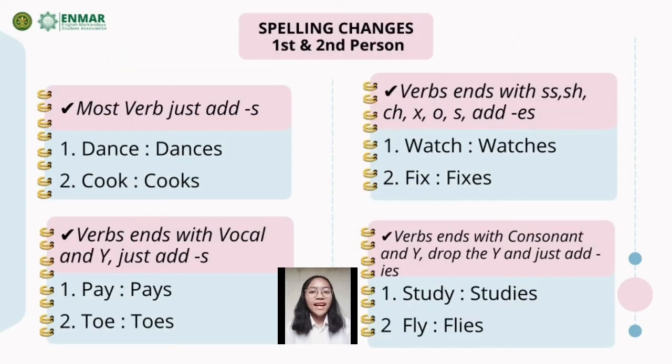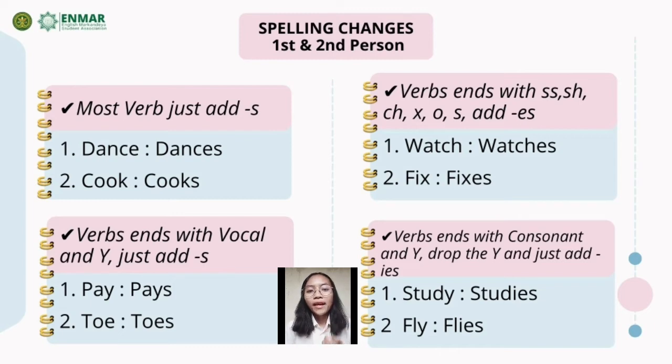In the next material, spelling changes for first person and second person. Most verbs just add s. That is simple: dance becomes dances, cook becomes cooks. About verbs ending with a vowel and y, just add s. That is, play becomes plays, tie becomes ties.